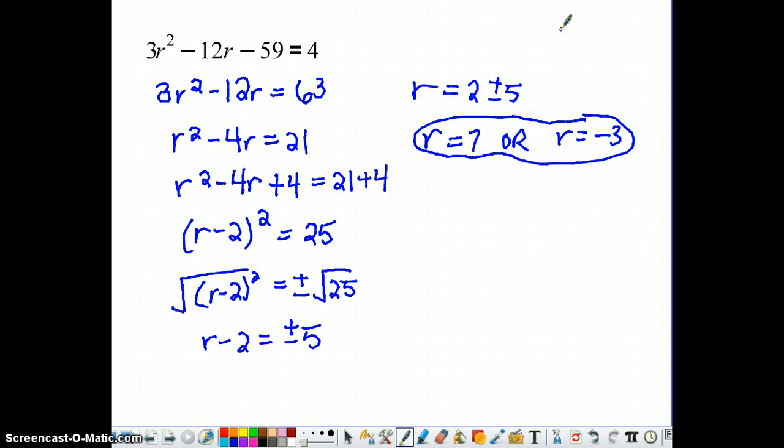So just to remind you, for completing the square, you have to get the quadratic and linear term on the left, constants on the right. Make sure that the coefficient of the r squared term, or the quadratic term, is 1, and you do that by dividing all of the terms by the same amount. Complete the square, factor, take the square root of both sides, and isolate your variable, and you'll get your 2 answers that way.